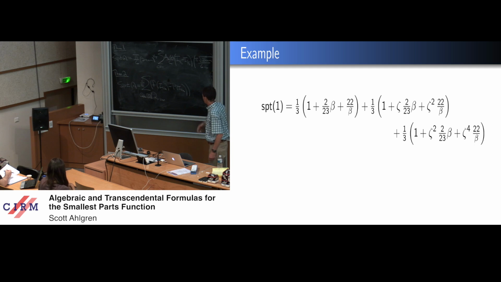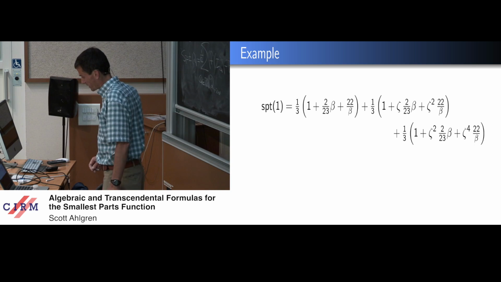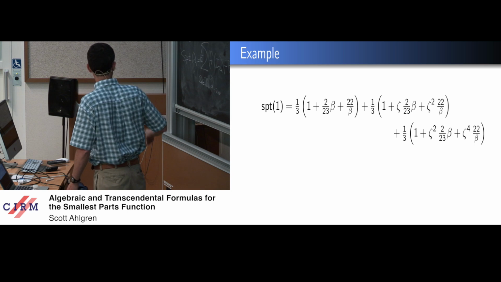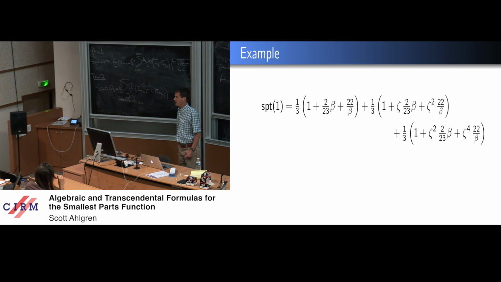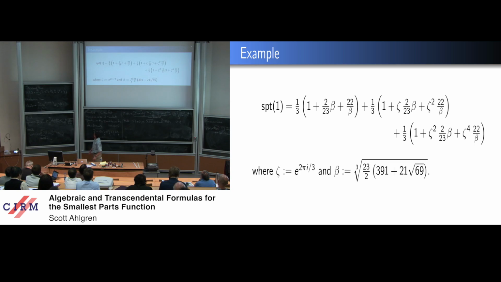You can evaluate these things. You can find the defining polynomials of these algebraic numbers. Unfortunately, I think the only time that the polynomials you get are solvable was n equals 1. So you get one example that can be written down with radicals. So SPT of 1 is this, and that's that, and that's that. So there's that formula.